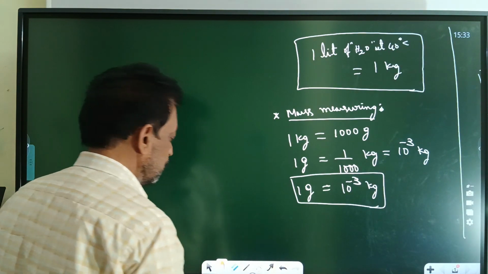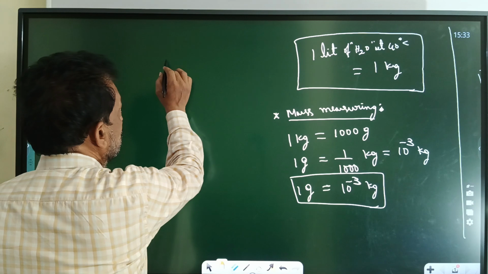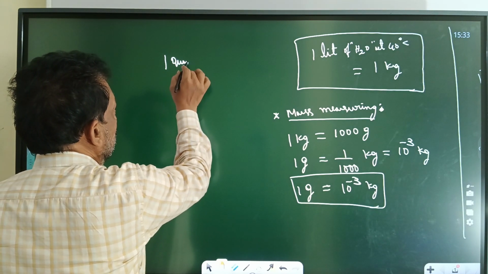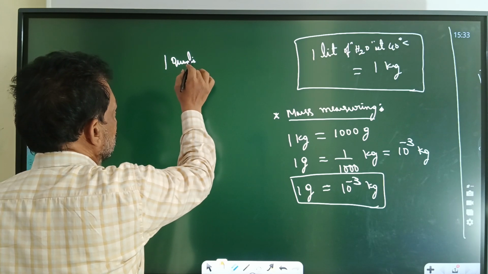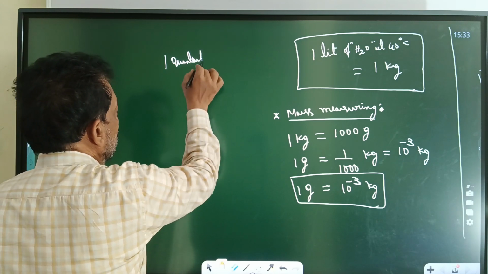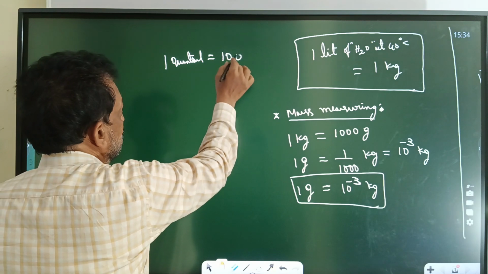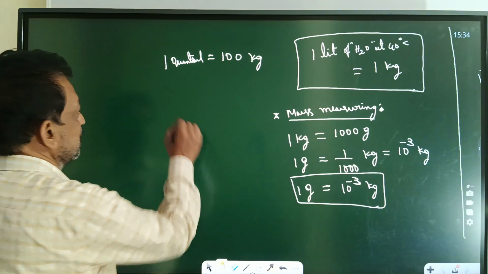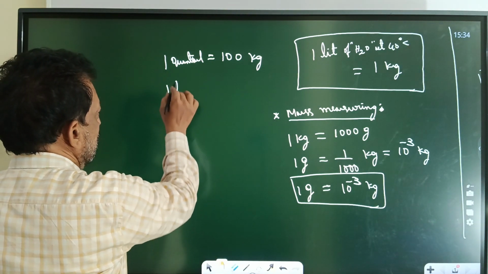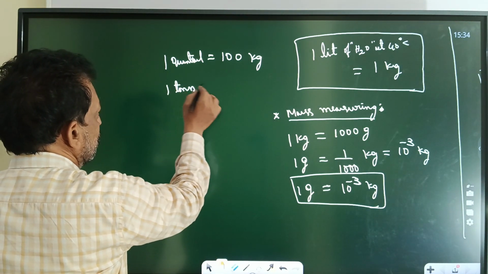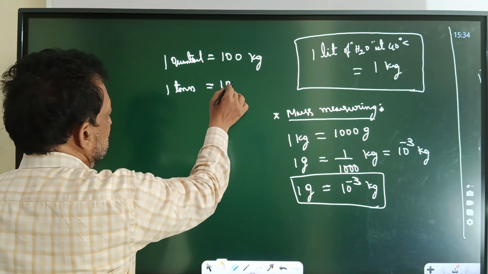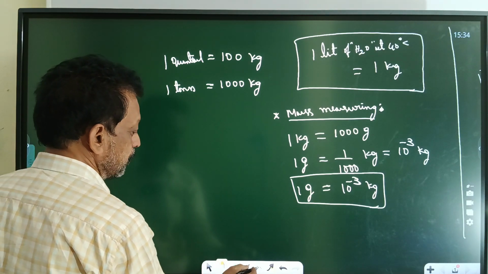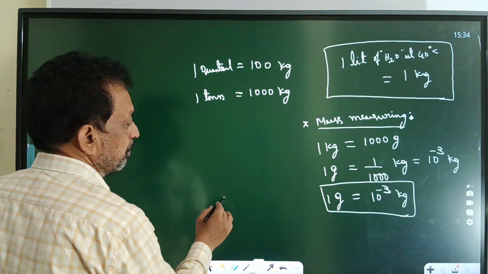Next, 1 quintal. 1 quintal is equal to 100 kg. Generally, you write this when buying rice. 1 ton is equal to 1000 kg. For calculating purposes, this is called mass measuring.